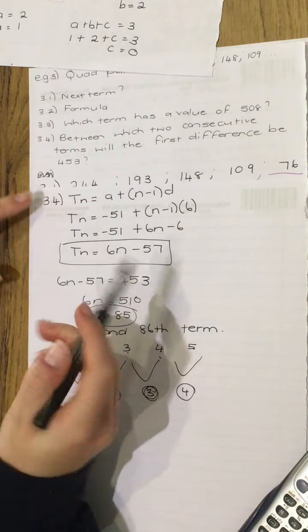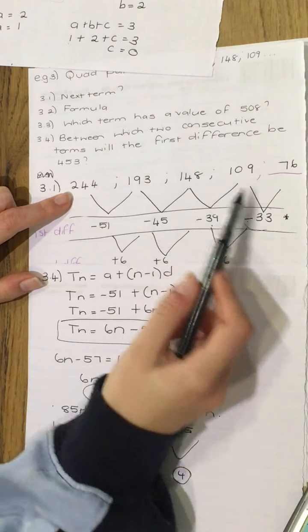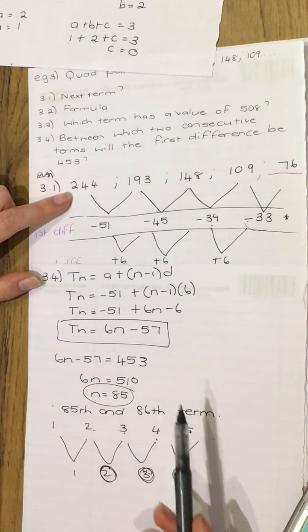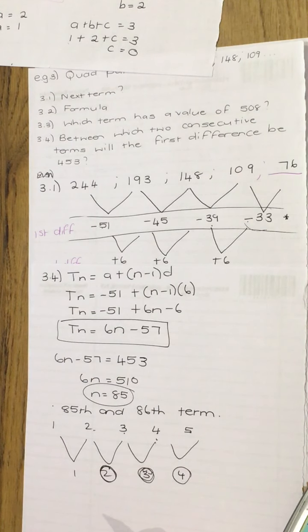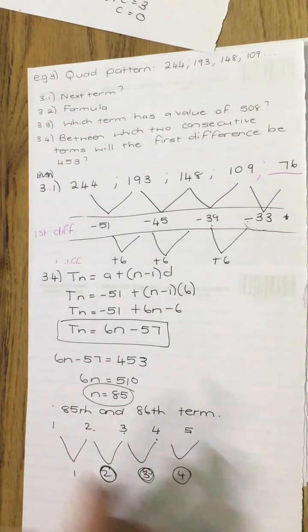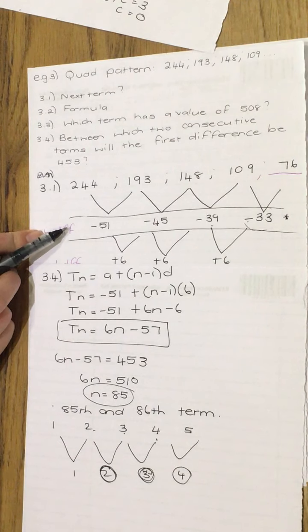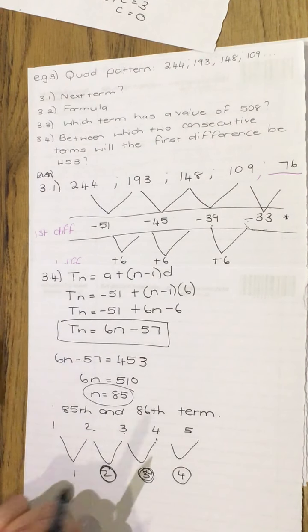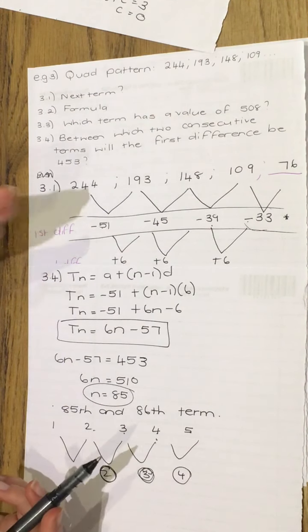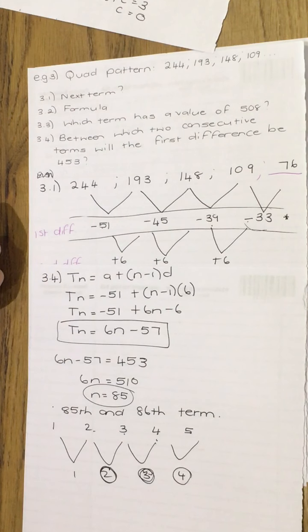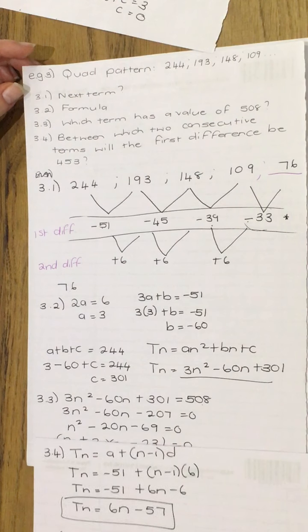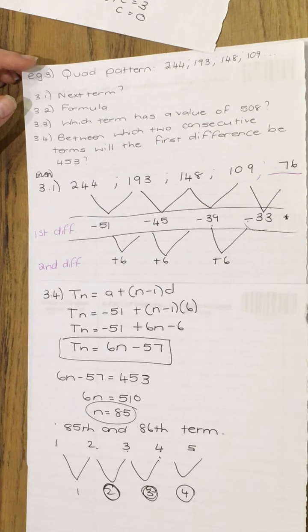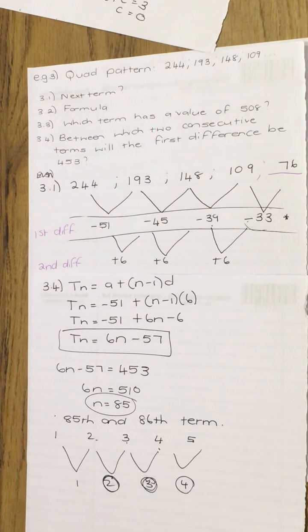They want to know between which two terms up here, 1, 2, 3, 4, gives me 453. It's between 85 and 86. So every time you get this consecutive number question, you're going to come up with a linear formula for your first difference, then make it equal to the number they give you, and then say it's between that number and the number after that. Okay, so that is question 3 and 3.4. You can copy that down if you like, and then I'll go on to the next one.